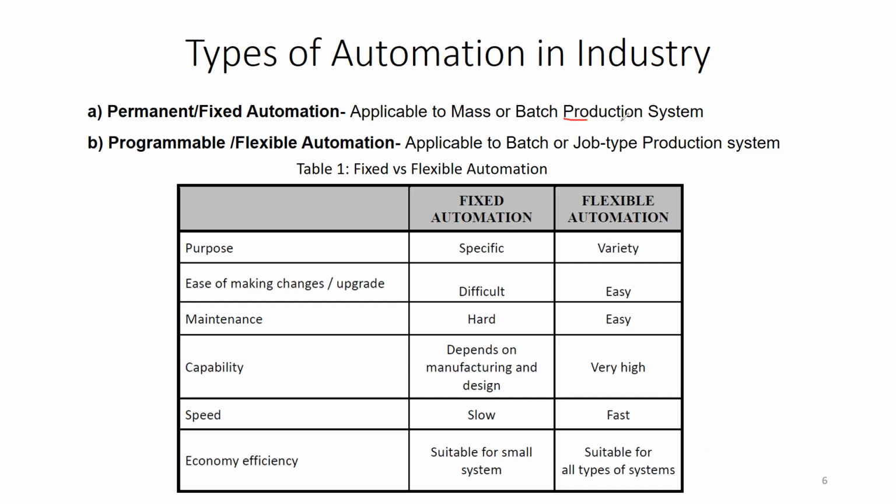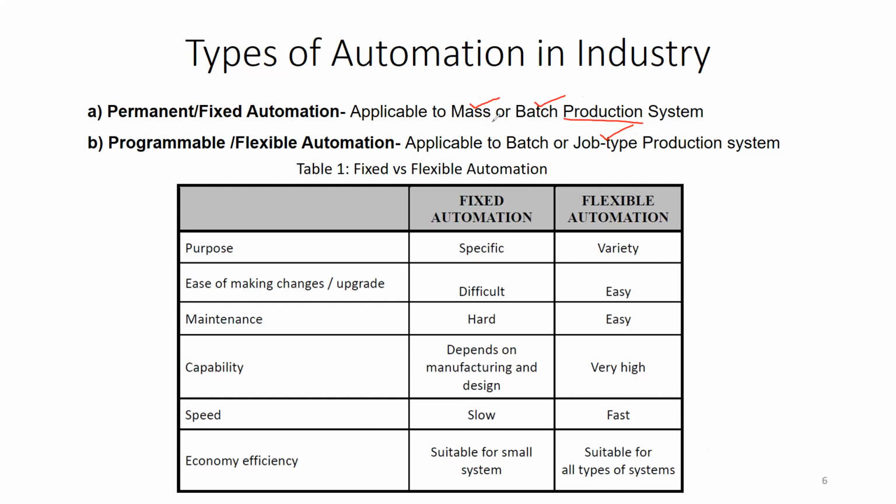So there are basically three types of production systems. Kindly be attentive. A mass production system, a batch production system, and a job type of production system. This is the broader category which we are talking of.